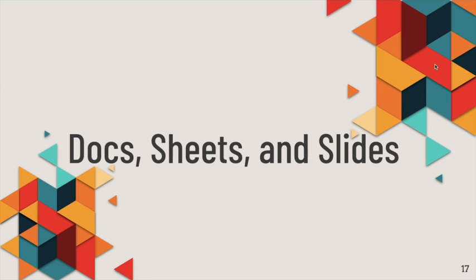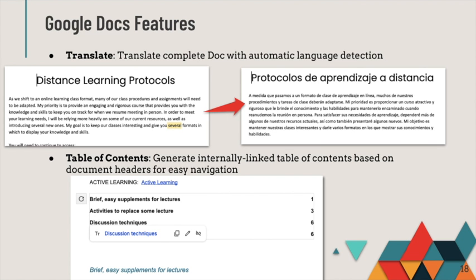Moving on, we're just going to go over the basic 3 apps in Google Suite: Docs, Sheets, and Slides. There's very little in here that I'm going to explain. The first one is Google Docs. Two features that have been revamped a little or work a lot better than they used to are Translate and Table of Contents.